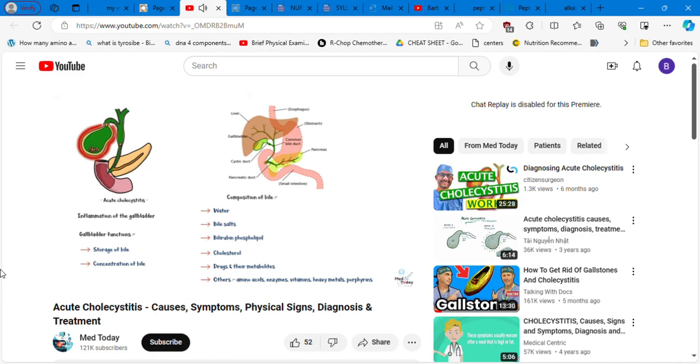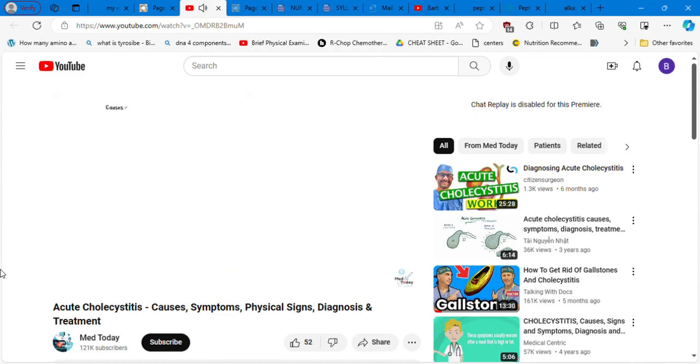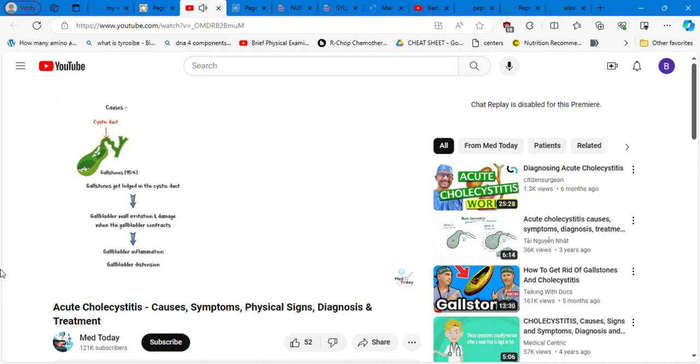and heavy metals. The most common cause of acute cholecystitis is gallstone disease. When gallstones get lodged in the cystic duct, it causes gallbladder wall irritation and damage when the gallbladder contracts, which leads to gallbladder inflammation, giving rise to the signs and symptoms of acute cholecystitis. In addition to inflammation, there is gallbladder distension, and the pressure within the gallbladder is also increased. This will facilitate bacterial growth, especially the E. coli bacteria. A minority of acute cholecystitis cases can occur without gallstone disease.